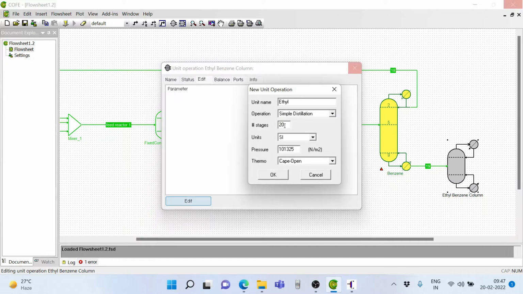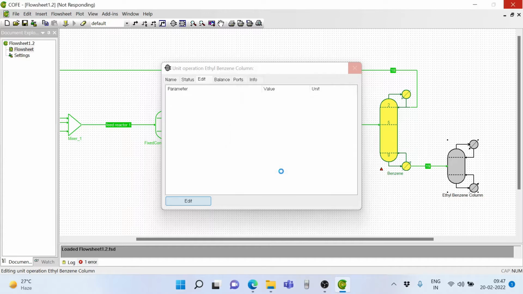And since it has 25 stages, we include, now remember one thing, that whenever we write the number of stages, the stages are counted in this software as the condenser and the reboiler also. So we have to take 26 stages, right? So 24 was shown in the flow sheet plus 2, one for the condenser, one for the reboiler. And we adjust the pressure to 0.1 atmosphere. That is the column pressure. And click enter. Click OK.